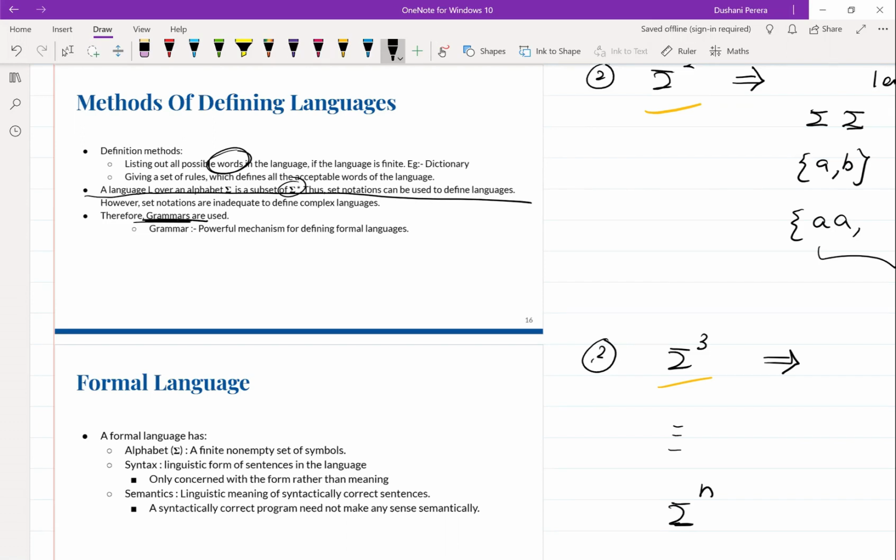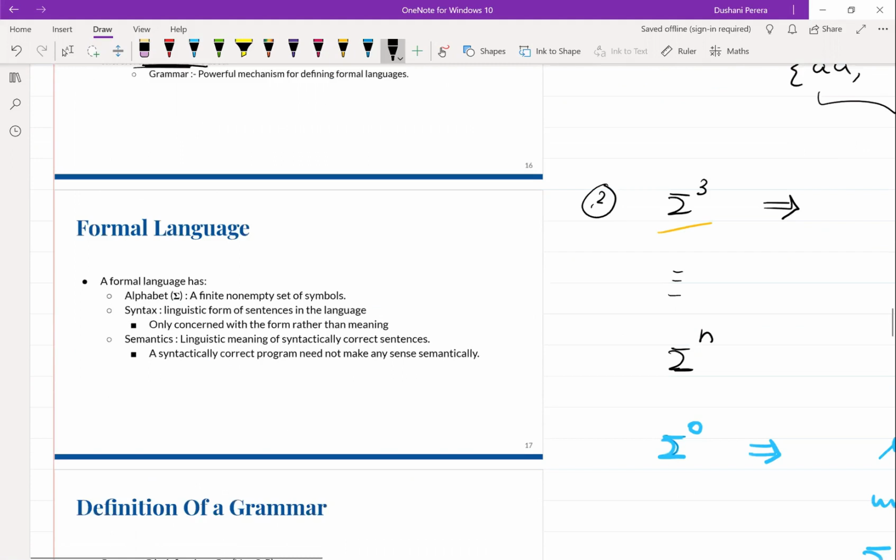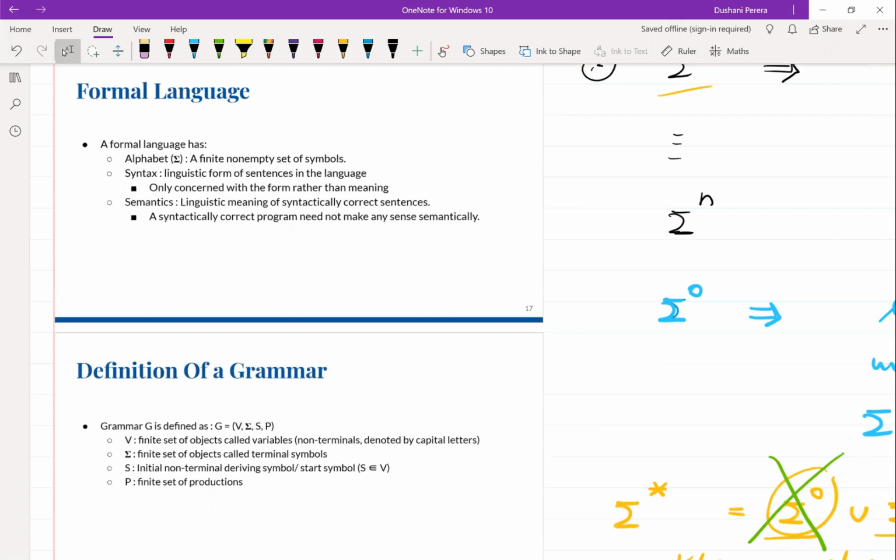Okay, right. So before we move into a grammar, let's discuss what a formal language has. A formal language will definitely have an alphabet, which is finite and non-empty. Then it has a syntax. Syntax කියලා කියන්නේ the linguistic form of a sentence. It's only concerned with the form, not the meaning. තේරුම වැඩක් නැහැ syntax තනියම ගත්තාම. It's just the form of the sentence.